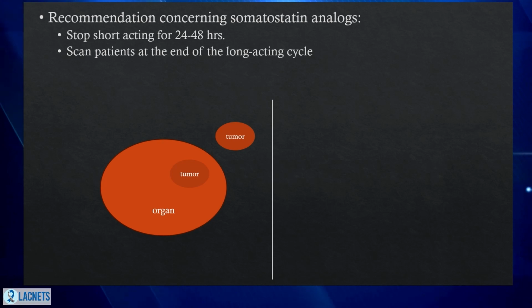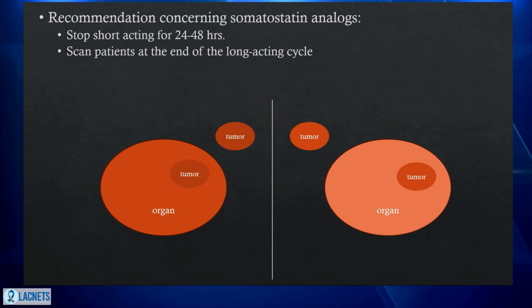Now, in order to see a lesion, in order to see a tumor, we need the uptake in the tumor to be higher than the background organ. For example, let's say that this organ here in the background is the liver, which we saw earlier has some physiologic uptake. So we need the tumor to take up the agent more than the liver in order to see it on our scan. If there are somatostatin analogs on board, even if the tumor uptake is a little bit less, as long as the liver uptake is even less than that, we'll still be able to see the tumor because the tumor to background continues to be high.